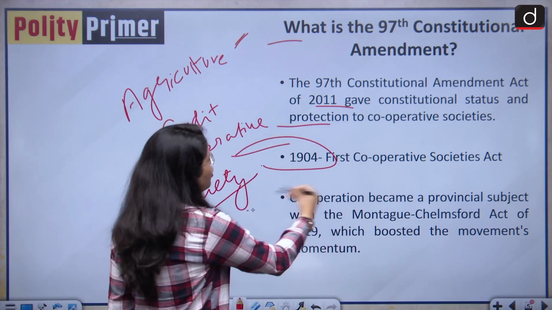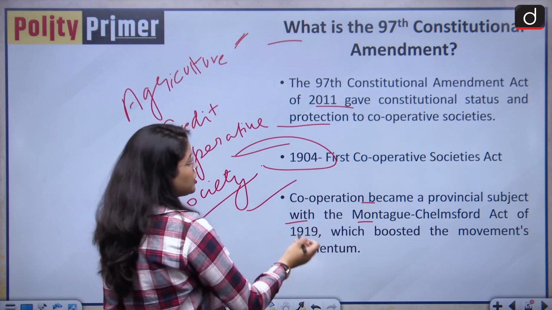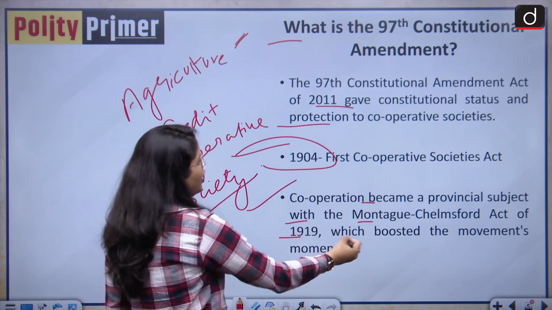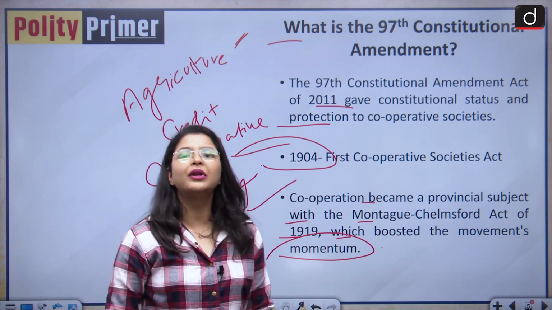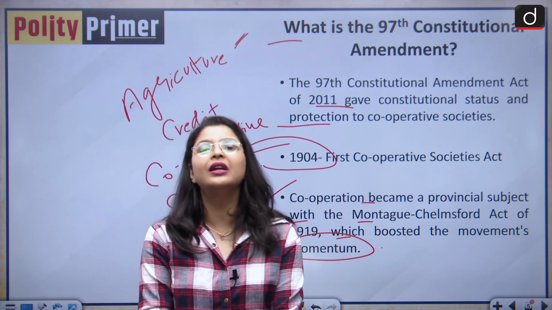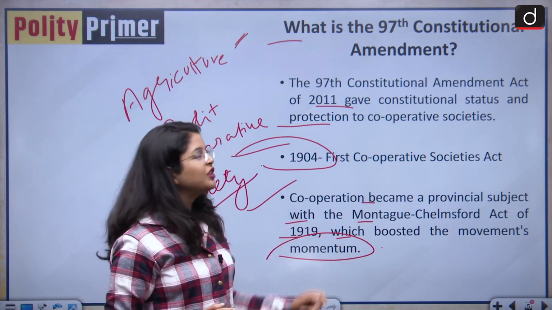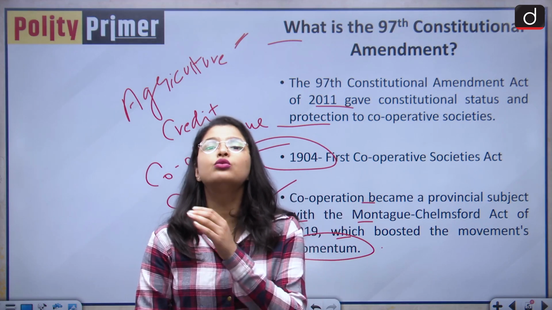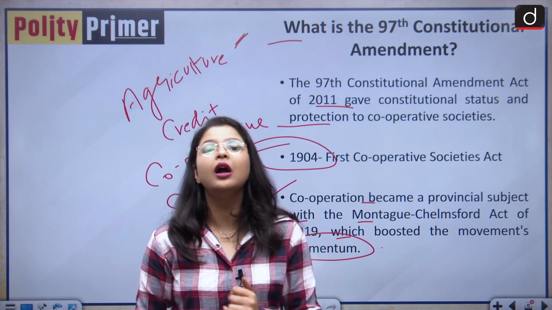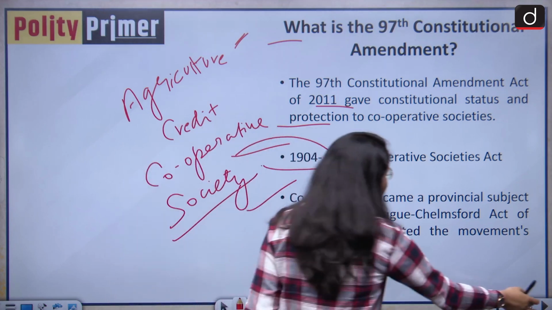Okay. The cooperation movement became a provincial subject with the Montagu-Chelmsford Act of 1919, which boosted the movement's momentum. So yes, the cooperative movements were going on in India before independence as well, and it became a provincial subject. That means a subject on which the provinces had authority to act during the Montagu-Chelmsford reforms of 1919.